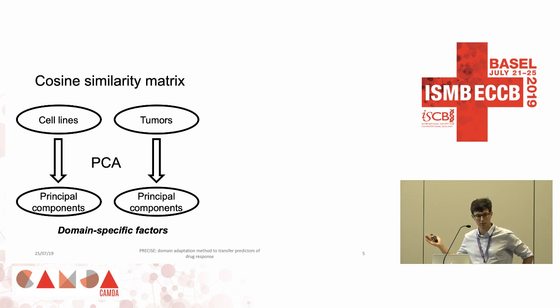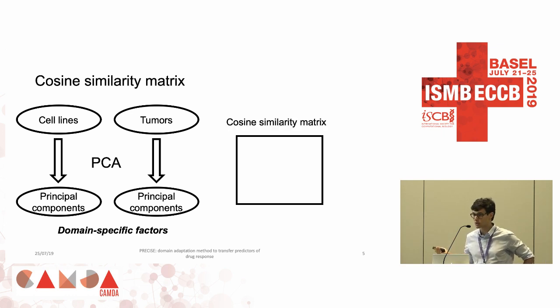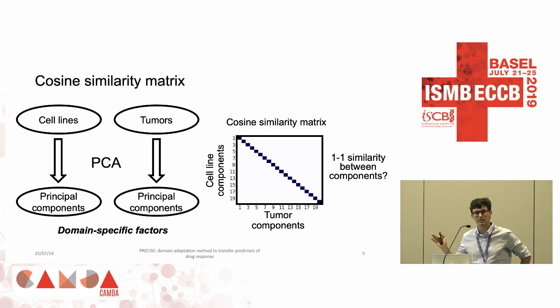Here I take the example of cell lines, but that's of course extendable to PDX as well. Then from these two sets of principal components, we simply compute a cosine similarity matrix, which is an inner product between these two sets of principal components. And we hope to get something that is roughly diagonal, which would say that the cell line components that represent biological factors will have a one-on-one similarity to tumor components. So this would be an ideal scenario where everything is transferable and cell lines behave directly like human tumors.